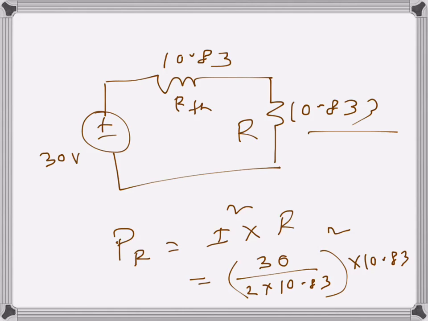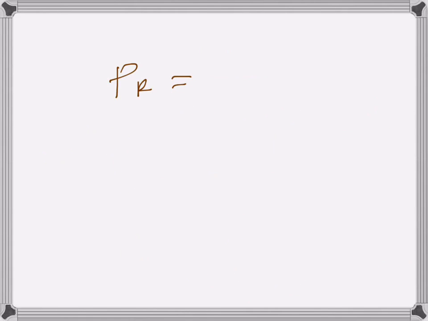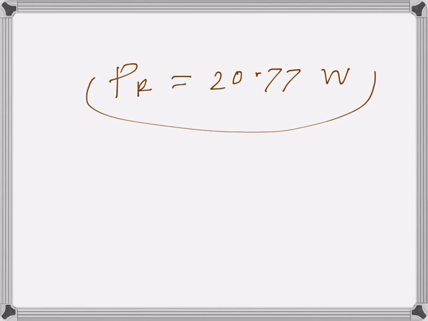And this PR becomes, from the expression, 20.77 watts. So that's the power dissipated by the resistance R, and this is the maximum power, when the resistance has such a value that the maximum power is dissipated. We can say the maximum power dissipated by the resistance is this one.